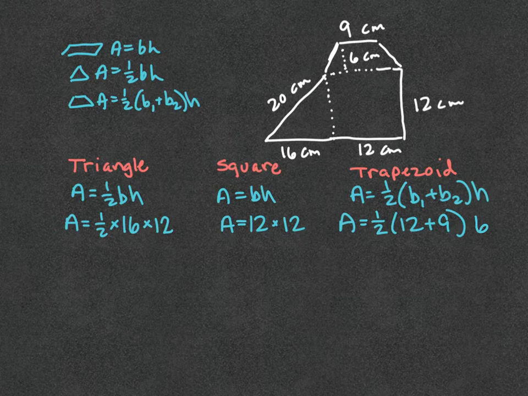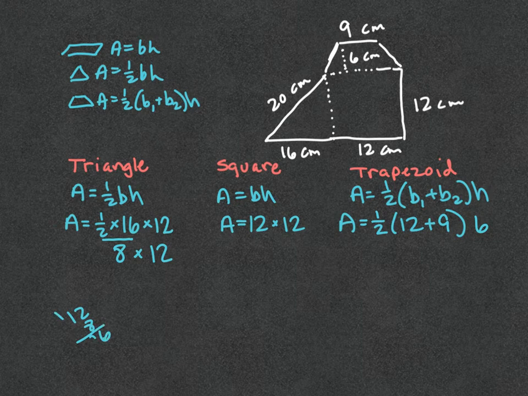Let's calculate those out. 1/2 times 16, or 1/2 of 16, is 8. And 8 times 12 is 96. That is centimeters squared. I will add that to the area of the square. 12 times 12 is 144.